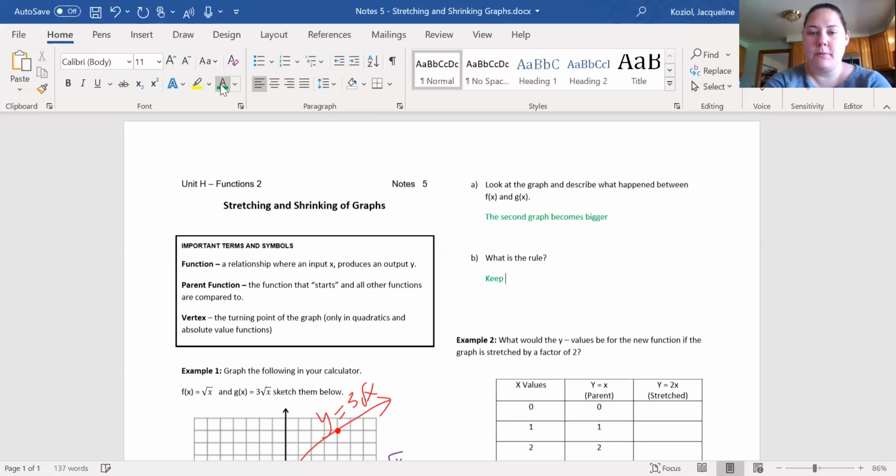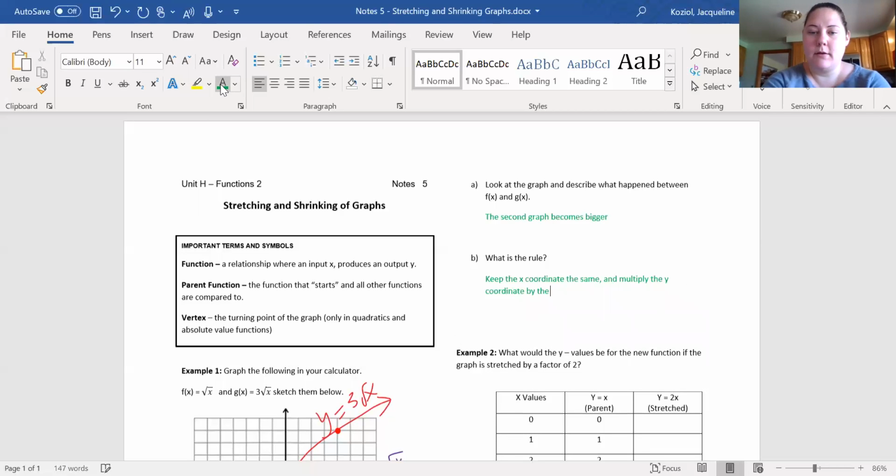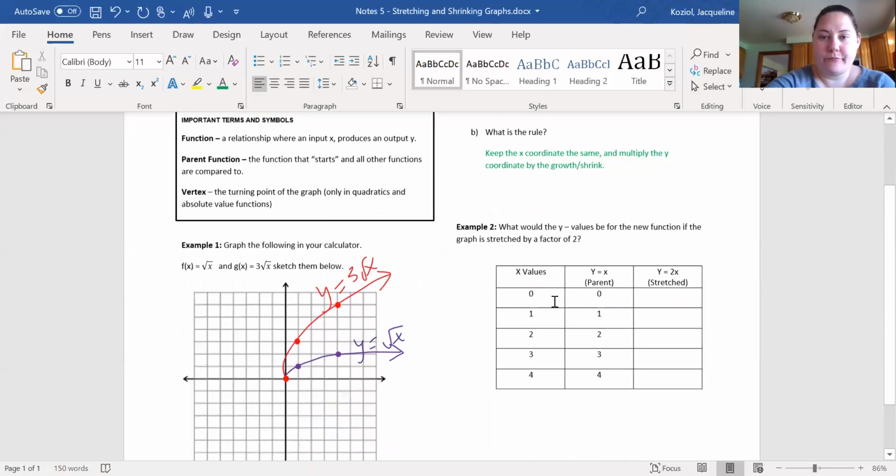We're going to keep the x coordinate the same and multiply the y coordinate by the growth or the shrink. Okay, so we're going to practice that skill, multiplying the y coordinate by growing or shrinking, in example number 2.